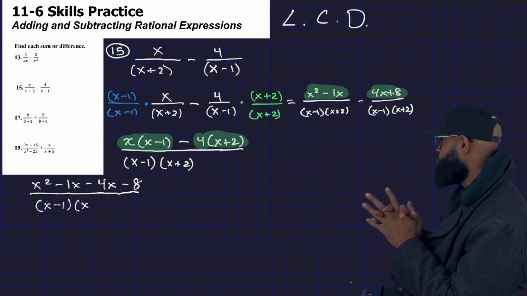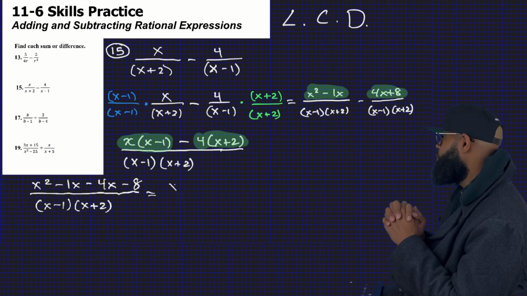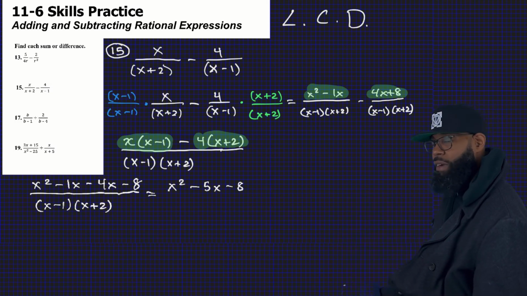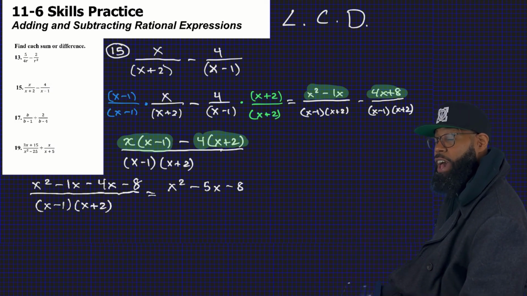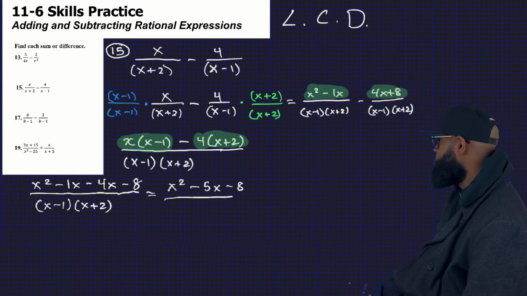Collect some like terms. I can collect the middle terms of negative 1x and negative 4x, which will give me a negative 5x. x squared minus 5x minus 8. And I believe I will be done there unless I can factor the numerator. That is a simple trinomial. And I'm thinking what multiplies to give me a negative 8 but adds up to negative 5.